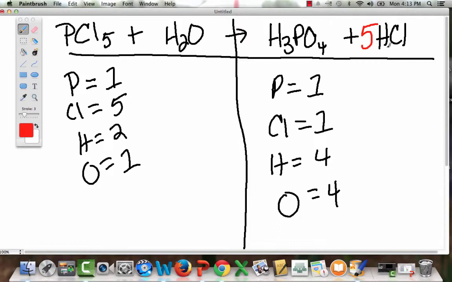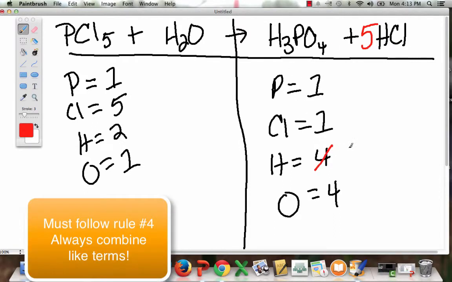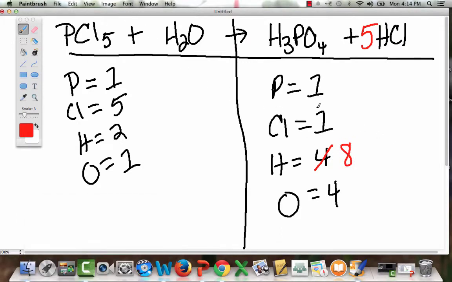That's going to give me 5 hydrogen, but don't forget I have hydrogen over here. This is actually going to give me 8, because remember it's just really 5 plus 3. And then we're also going to have 5 chlorine as well. So look at this. How am I doing? Okay, top 2 are done. Very good. And now down here I have a hydrogen and oxygen issue. So I need to have 4 oxygen and 8 hydrogen. Well, look at that. I could just put a 4 here. That'll give me 4 times 2 is 8. And then 4 times 1 is 4.